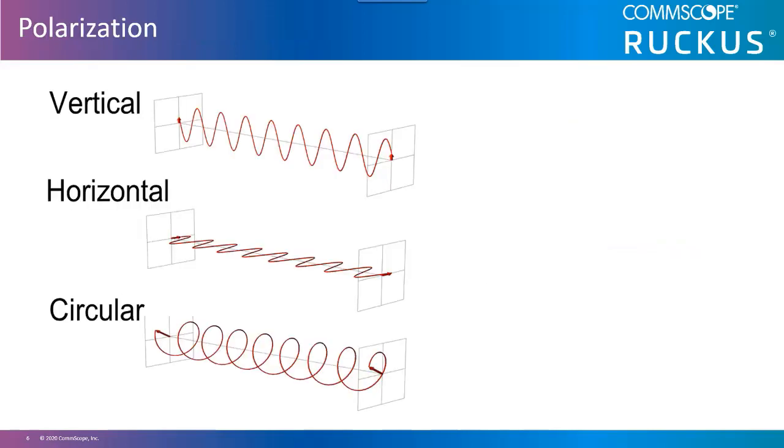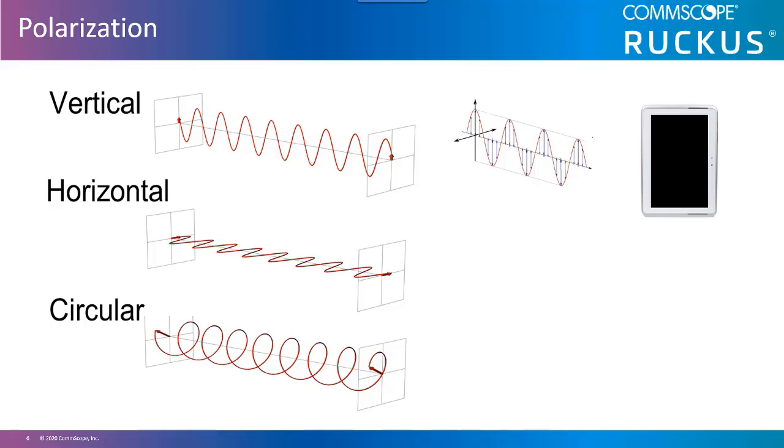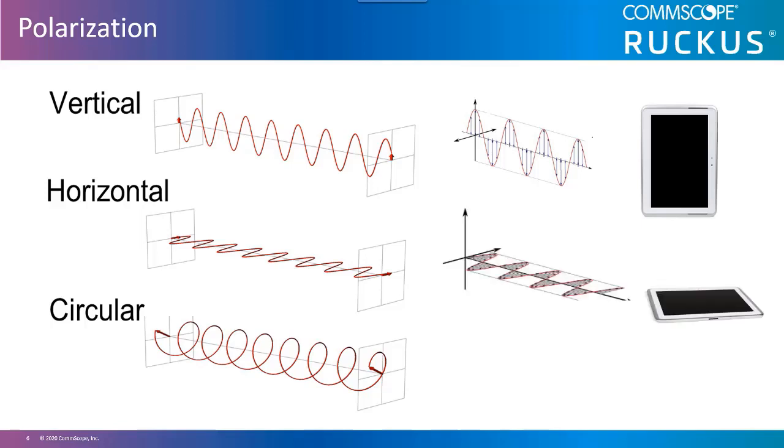Polarization. The term polarization describes the orientation of an antenna's wave oscillations. In vertical polarization, the wave moves up and down like the waves in the ocean. With horizontal polarization, the waves move side to side like a slithering snake. Both vertical and horizontal polarization are linear.